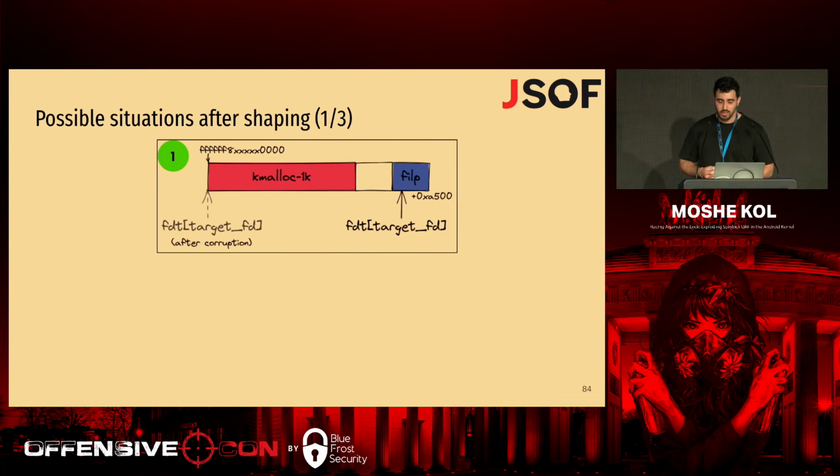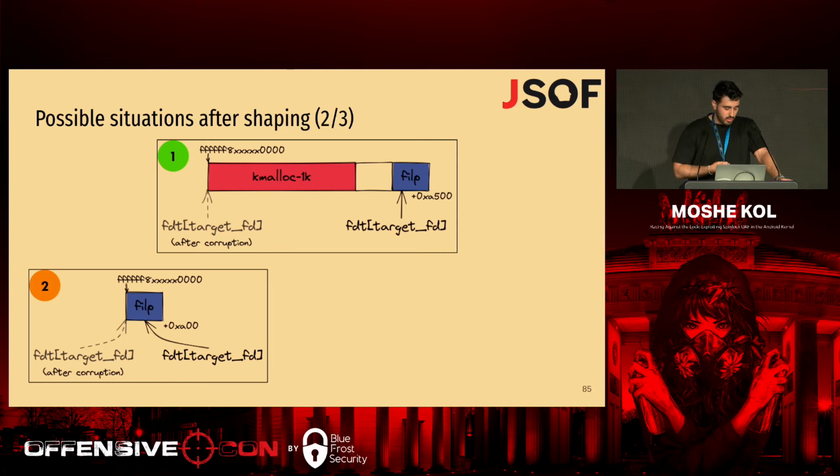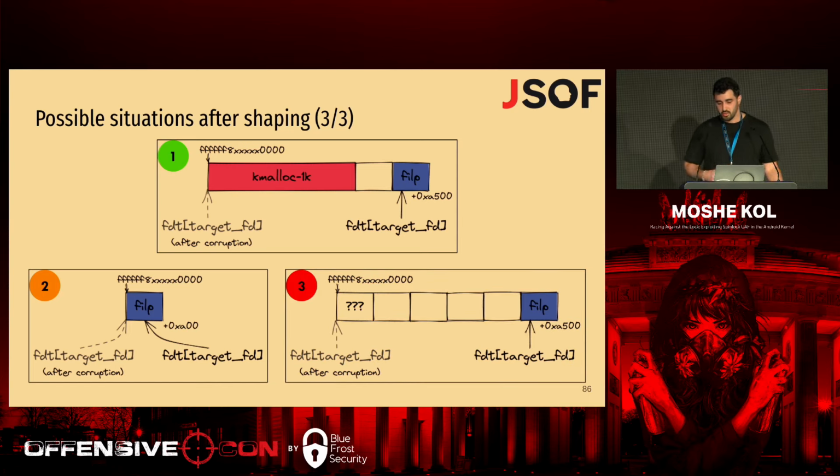So after shaping, we have 3 possible situations. The first situation is that after shaping, we land on the object that we control in kmalloc-1k, just like we wanted. The second option is that after corruption, we will land on another struct file. This can happen if the filp that we are using the dup2 from is placed in a virtual address which is aligned to 16 pages. And the third possibility is that after corruption, we land on some unknown page.